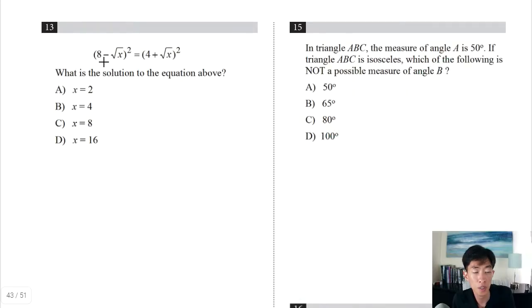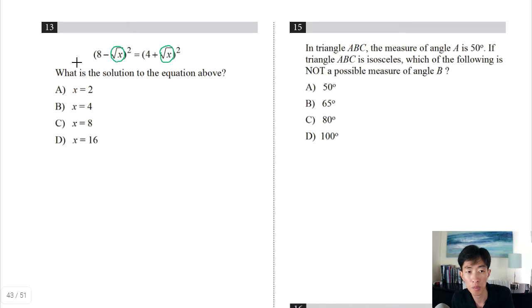Question 13, you've got this equation. What is the solution to the equation above? So they're giving you x values. So there's a few different ways you could do this. You can just eyeball it and recognize that, hey, they're both being squared on both sides. So I can ignore that. And I'm looking for a number that 8 minus that number equals the same as 4 plus that number.